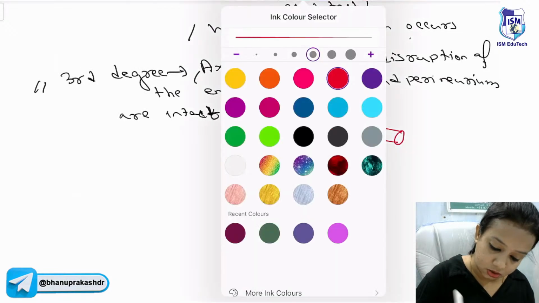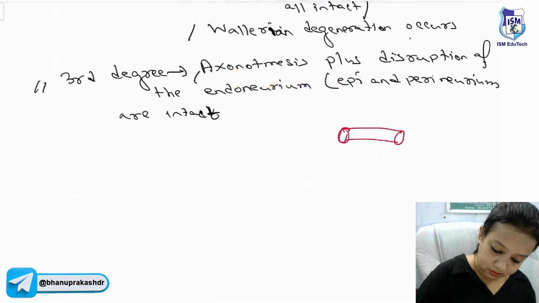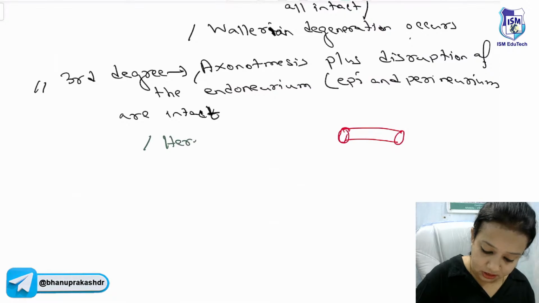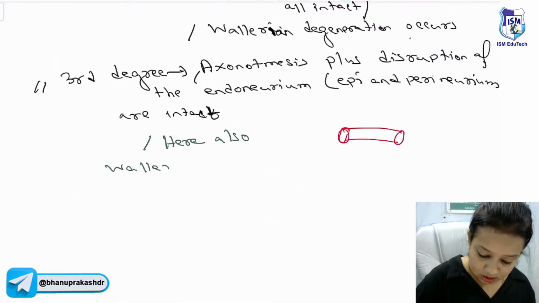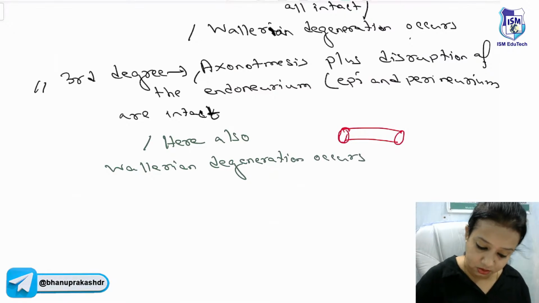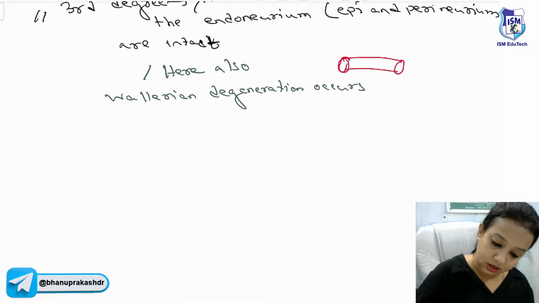So the hierarchy, the organization of the nerve fiber, is still maintained. So here also Wallerian degeneration occurs. Okay, this is the third degree.